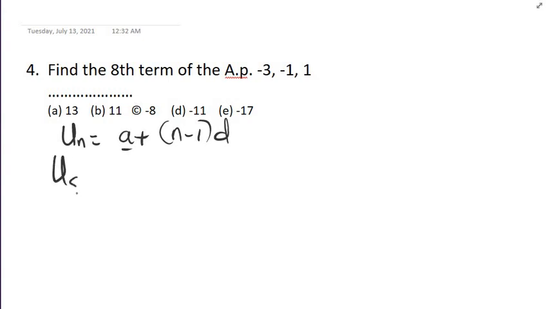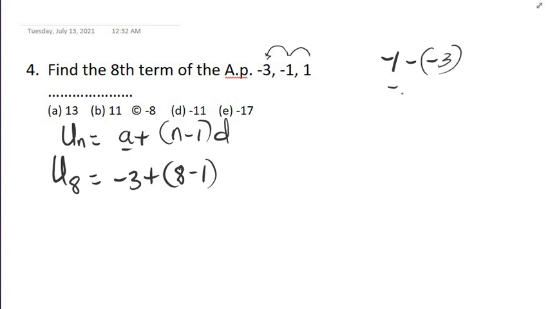So U8 equals, the first term here is minus 3, plus (the term we are looking for, that's the 8th term, minus 1). To get the common difference, just do the second term minus the first term, or the third term minus the second term. So let's just do minus 1 minus 3. Minus times minus is plus, so plus 3. I have 3. Remove 1 from 3, I'll be left with 2. So the difference here is 2.